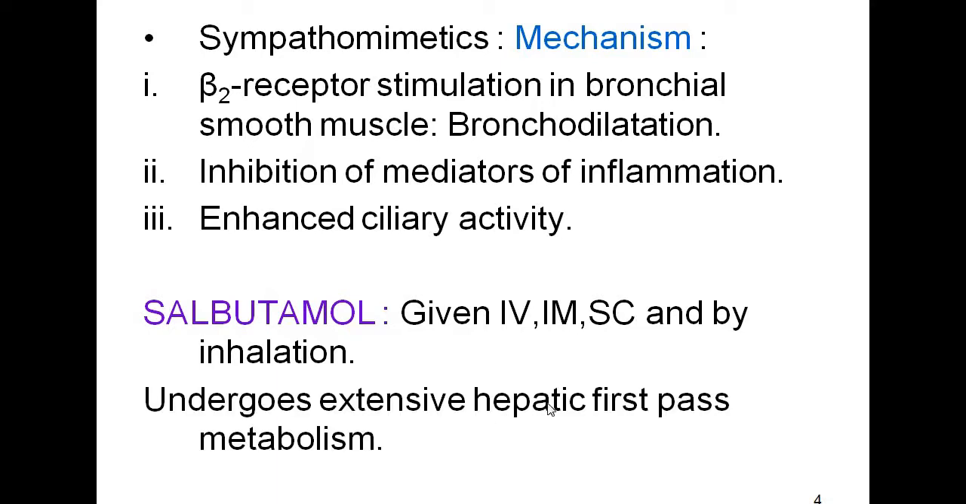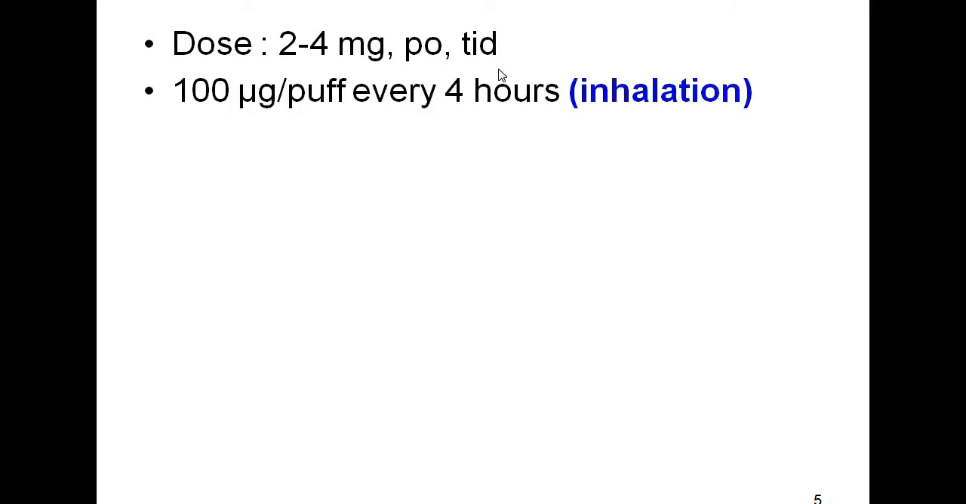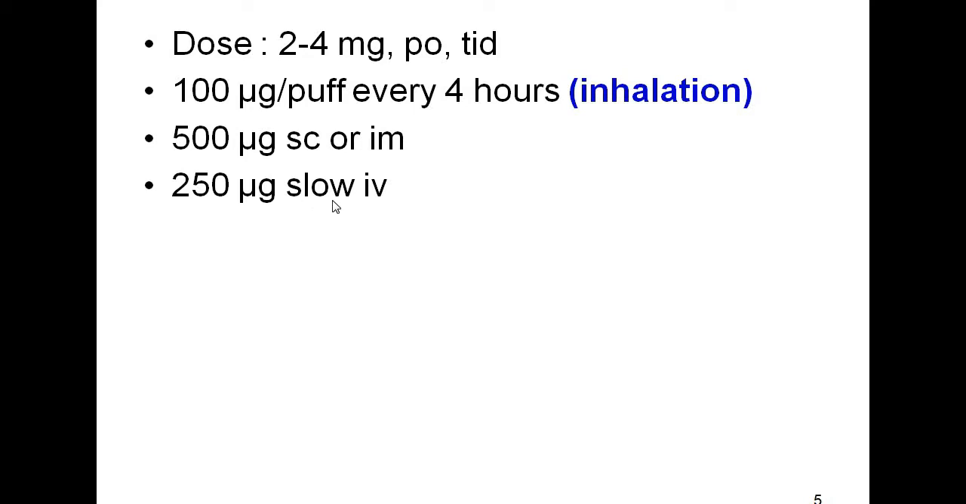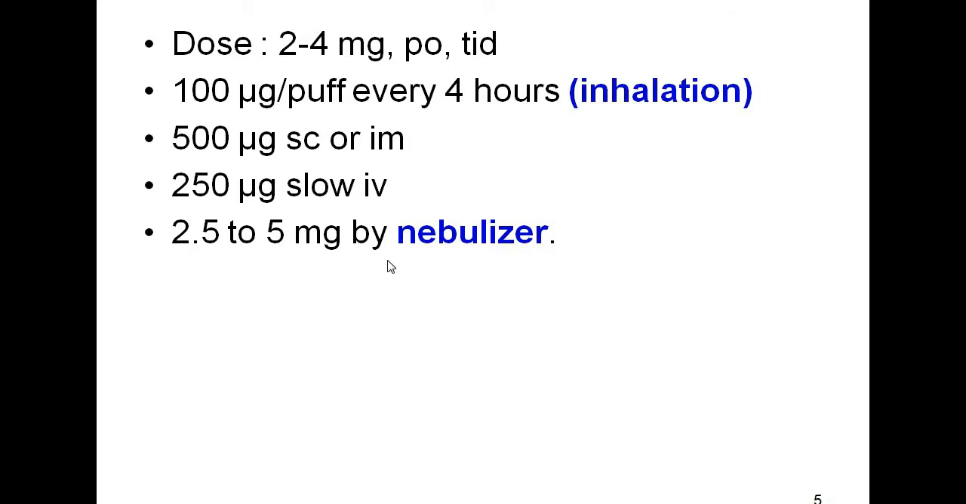Salbutamol undergoes extensive hepatic first-pass metabolism. The oral dose of salbutamol is 2 to 4 milligrams 3 times a day. By inhalation route, 100 micrograms per puff every 4th hour, or 500 micrograms subcutaneous or intramuscular, and 250 micrograms slow intravenous, or 2.5 to 5 milligrams by nebulizer. So the important doses you need to know is by the inhalation route 100 micrograms per puff, or if it is by nebulizer it is 2.5 to 5 milligrams.